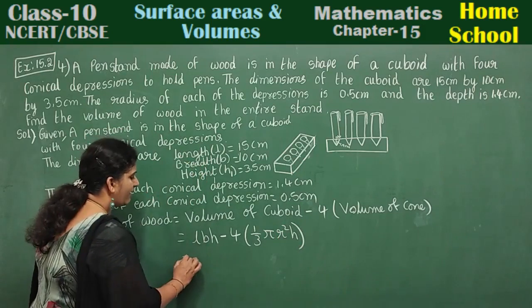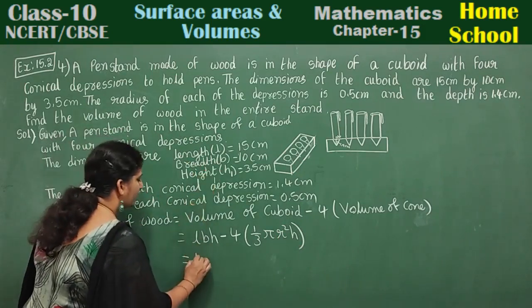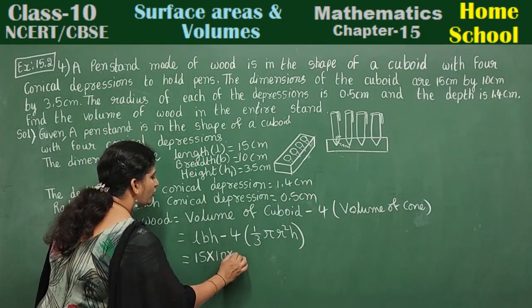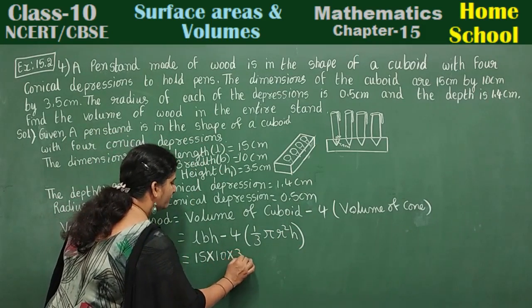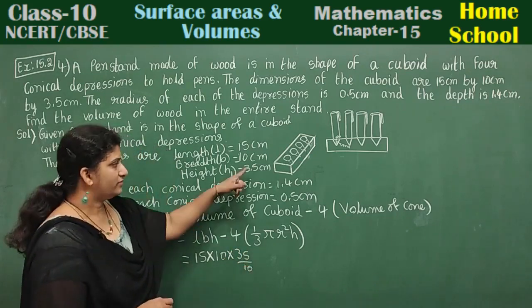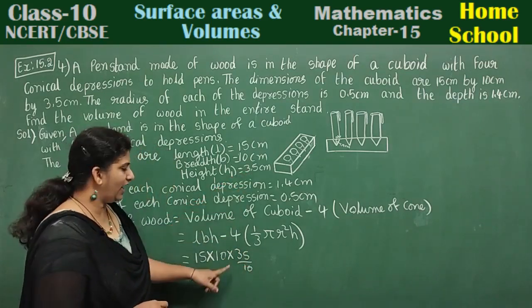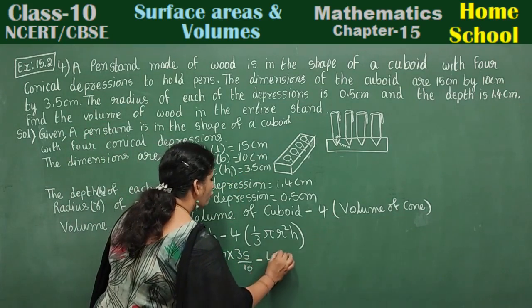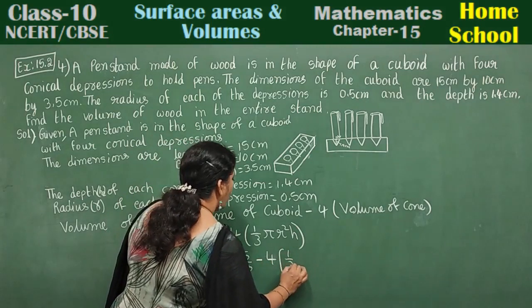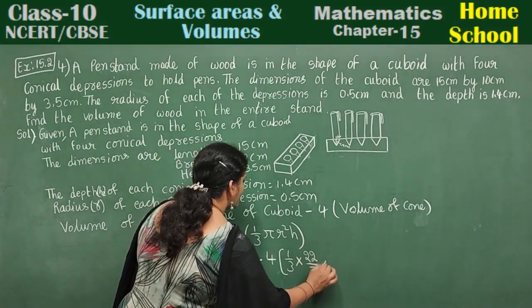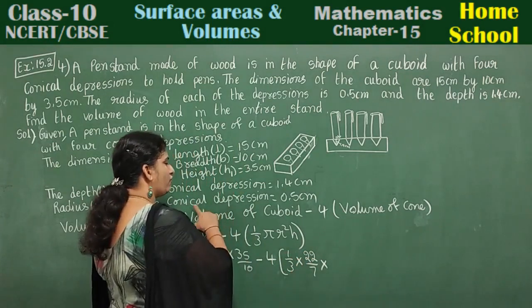Now substitute the values. Length 15 into breadth 10 into height 3.5. Let us write 35/10. Yes? 3.5, directly I write it as 35/10. Minus 4 into 1/3. Pi value is 22/7. Radius of what? Cone.